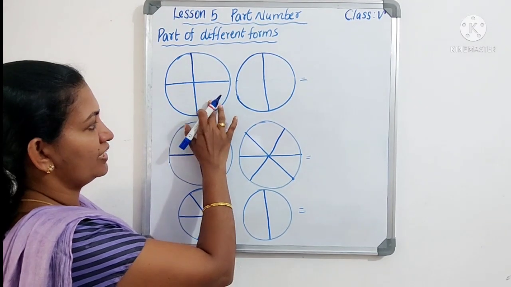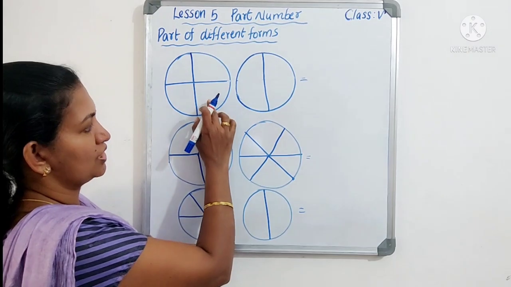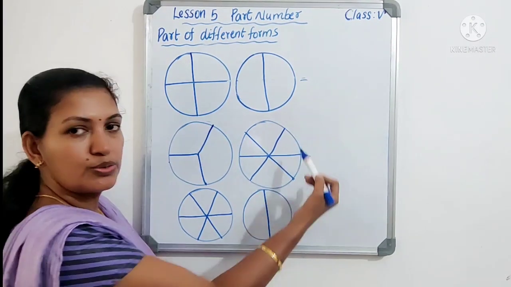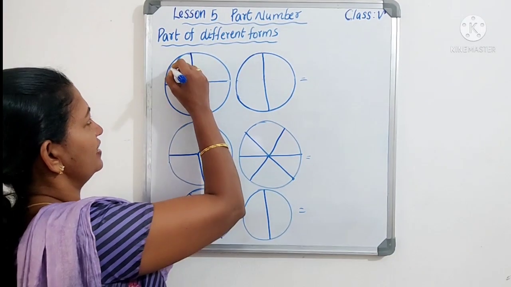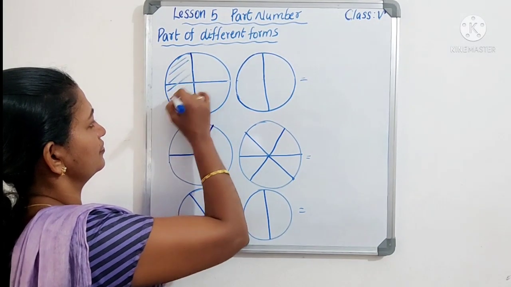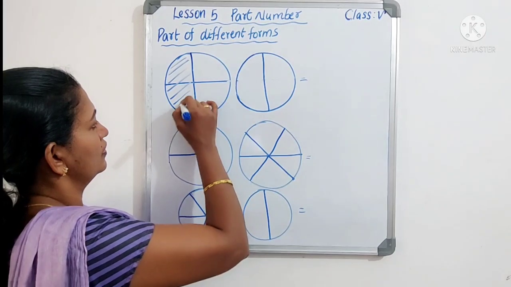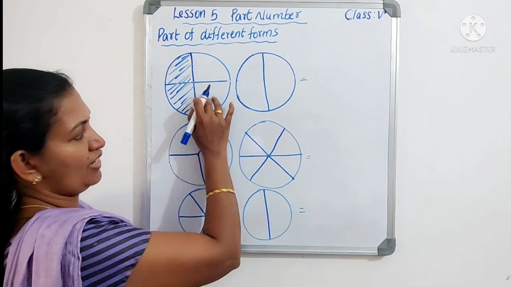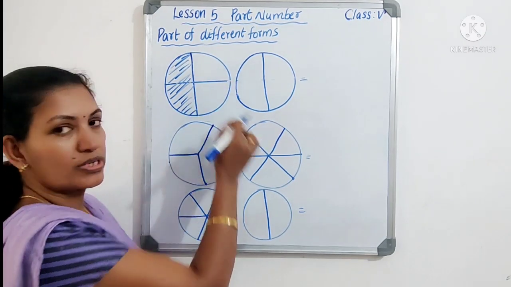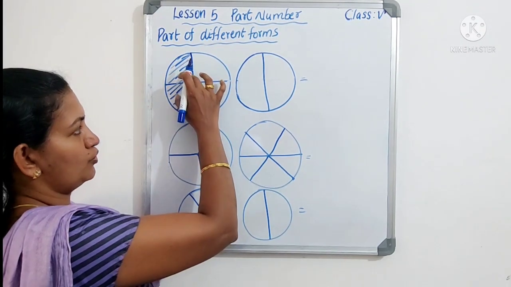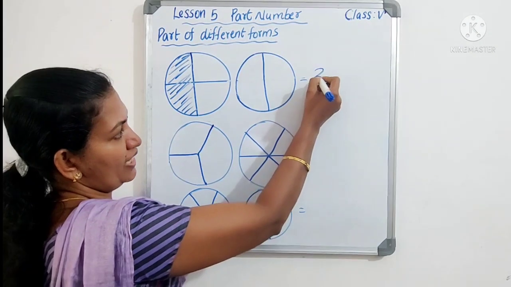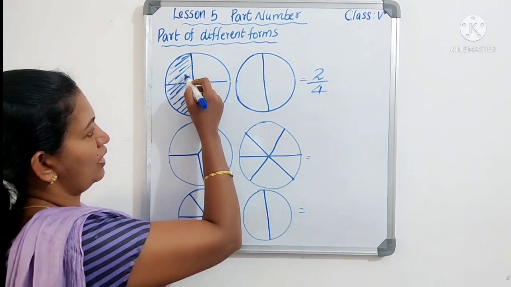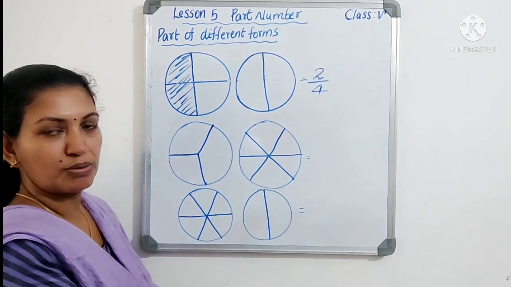Now already I divide this circle into 4 equal parts. First circle divided into 4 equal parts and this circle divided into 2 equal parts. Then I am shading 2 columns. Two part I shaded. So what is the fraction of this figure? Total 4 equal parts, then 2 column, 2 part shaded. That means fraction is 2 by 4. See, total 4 equal parts, 2 parts shaded. So the fraction is 2 by 4.